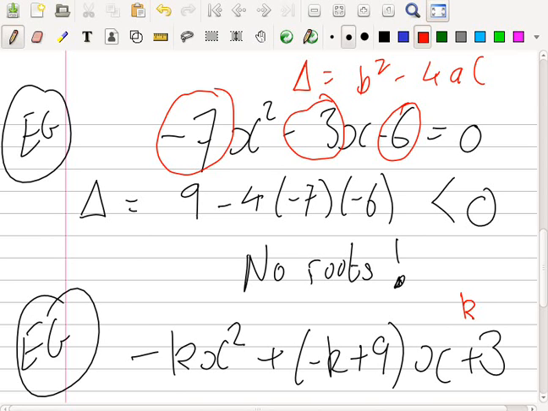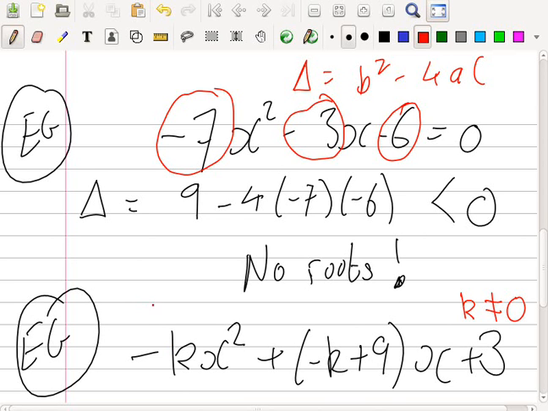Can anybody tell me anything about the k? It's not 0. Why so? Yeah, because you don't want this part to be 0. So the only two things I really know is that the c is 3 and the k can't be 0.